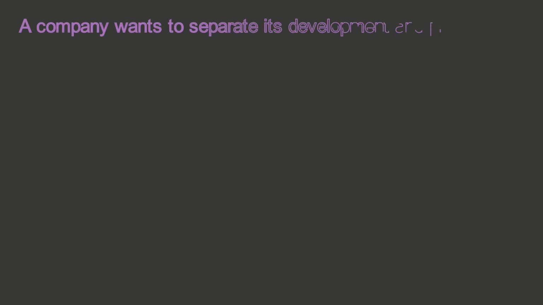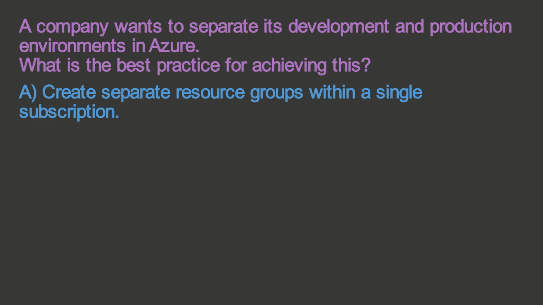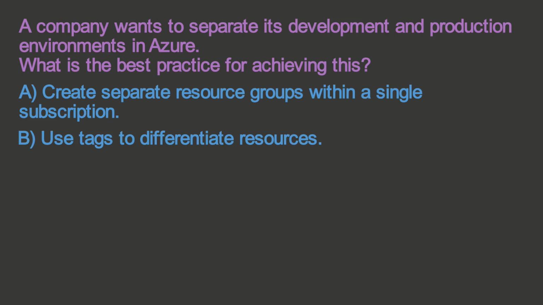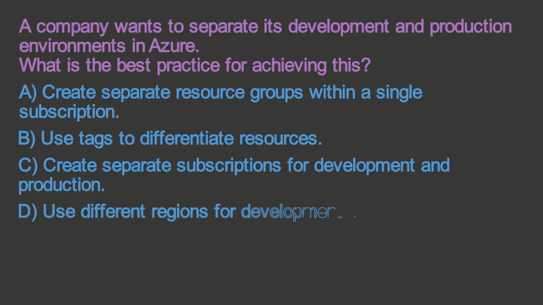policies. A company wants to separate its development and production environments in Azure. What is the best practice for achieving this? A. Create separate resource groups within a single subscription. B. Use tags to differentiate resources. C. Create separate subscriptions for development and production. D. Use different regions for development and production.